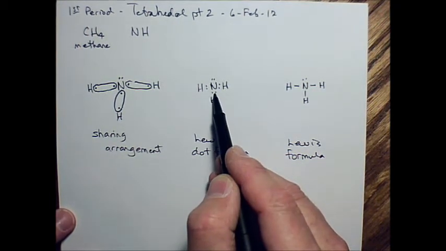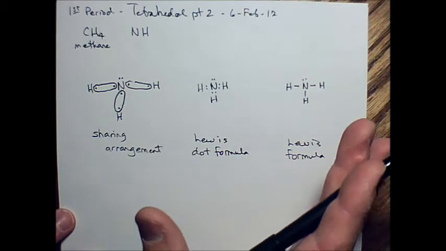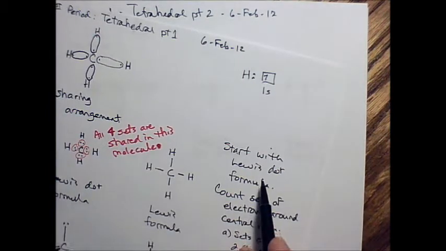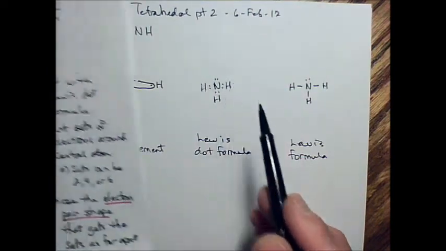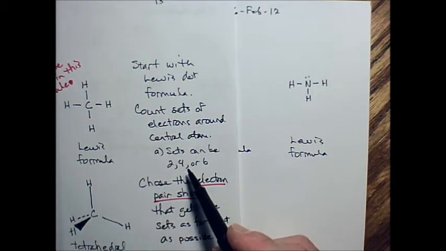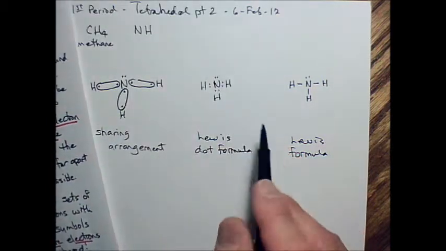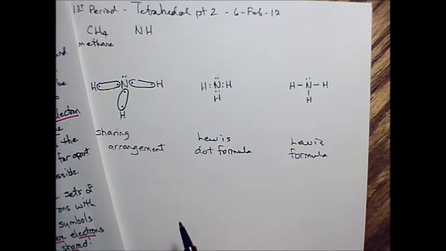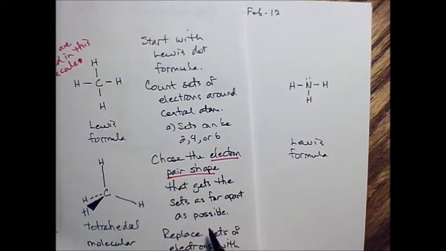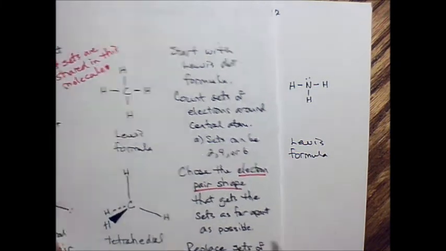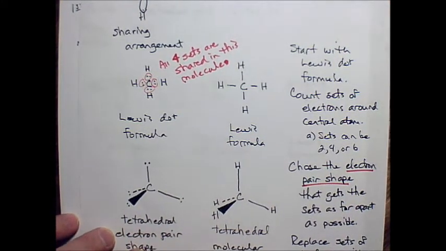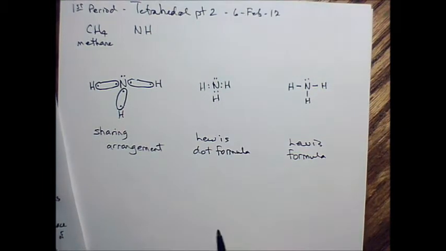All right, so now we have to go back to that same set of rules I gave you earlier. I said we're going to start with the Lewis dot formula, and that's this formula right here. Count the sets of electrons around the central atom. Sets can be 2, 4, 6. Well, I've got 1, 2, 3, 4 sets, just like I did before. And then choose the electron pair shape that gets those sets as far apart as possible. Well, the 4 sets result in a tetrahedral electron pair shape. Then 4 sets here will result in a tetrahedral electron pair shape.